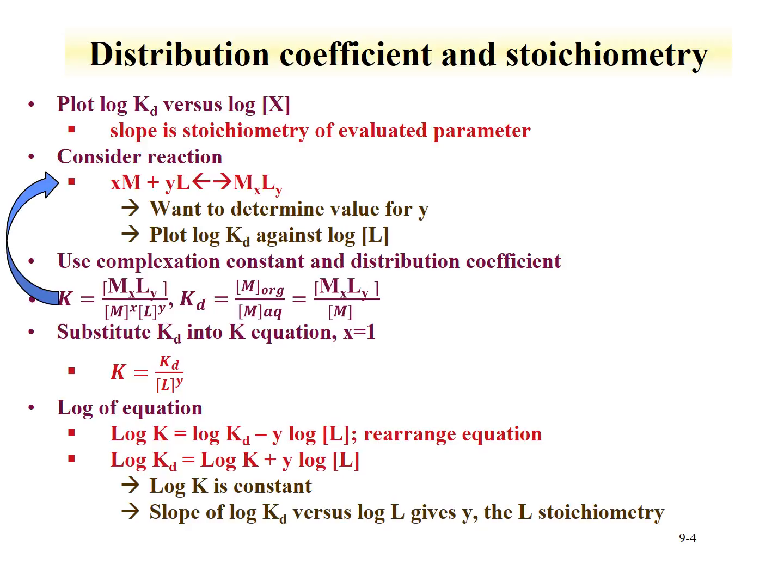For this example, we can substitute the Kd into the equation for K. We assume that X is equal to 1, and we get a relationship where the complexation constant is equal to the Kd divided by the concentration of the ligand to Y, the stoichiometry of the ligand. If we just take the log of the equation, that's log of K equal to log of Kd minus Y log L. We just rearrange this equation where the log of the distribution coefficient is equal to log of K plus Y log L.